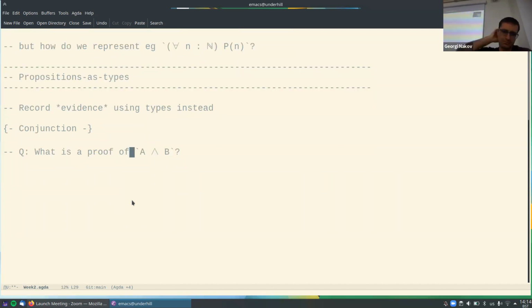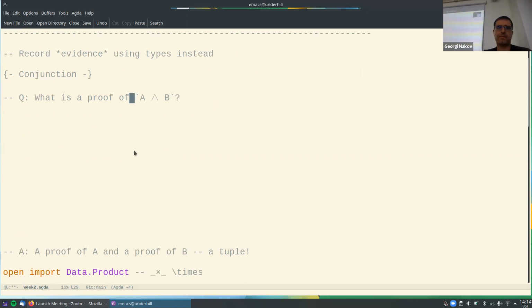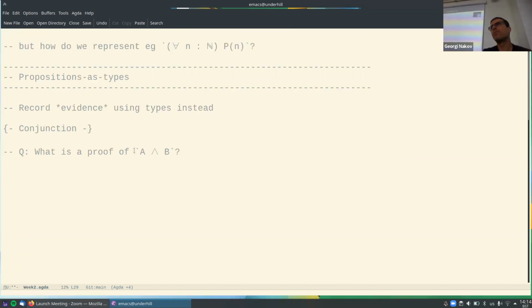Start with conjunction. I guess you can stay put for conjunction, and I'll do the next one. Okay, so what would be the evidence of a statement that says A and B? So think of it in a type theoretic way. If we have the evidence for A and the evidence of B, how can we combine them in a single type that describes the proof or evidence of A and B?